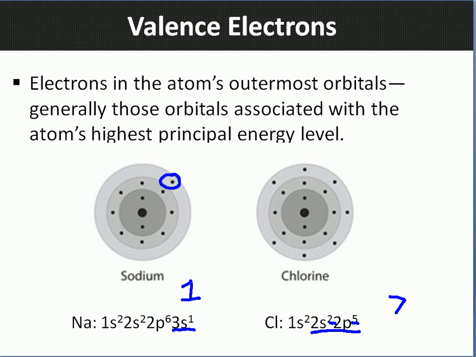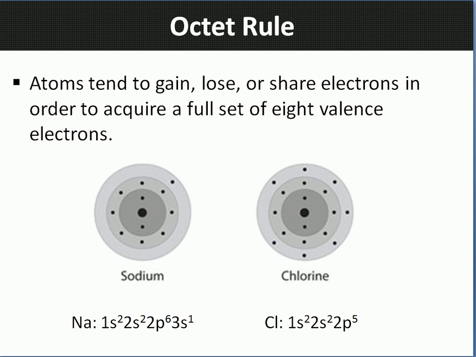So this leads into the next concept called the octet rule. Atoms tend to gain, lose, or share electrons in order to acquire a full set of 8 valence electrons. In the case of sodium, it really wants to get rid of that one electron. It has a choice. It can either gain 7 or lose 1. If it can lose that one electron, it'll have its full octet in the second ring, and it'll be happy. So it really wants to get rid of that 3s1. It's a lot easier for it to do that.